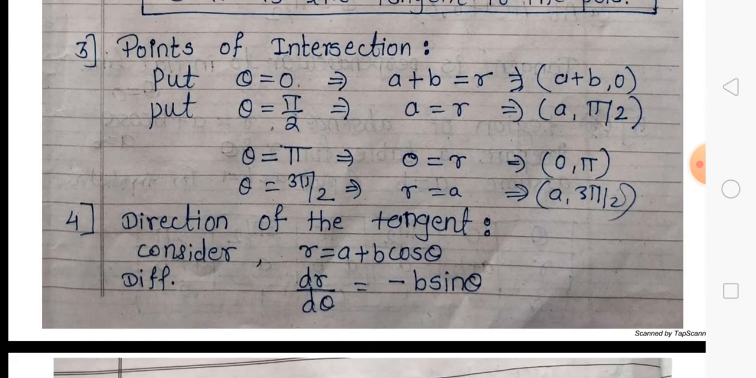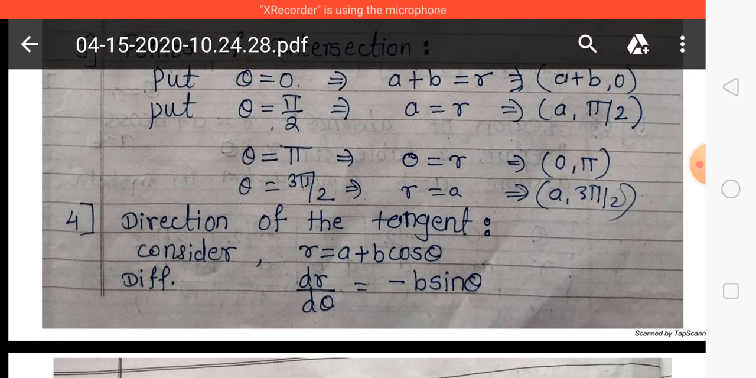Next is the point of intersection. For point of intersection, we draw the table, or we find the values. Here we directly put the values. If theta equal to 0, then we got a plus b is equal to r. That is a plus b, 0 is the point of intersection. If we put theta equal to pi by 2, then we got a equal to r. Therefore, a, pi by 2 is the point of intersection.